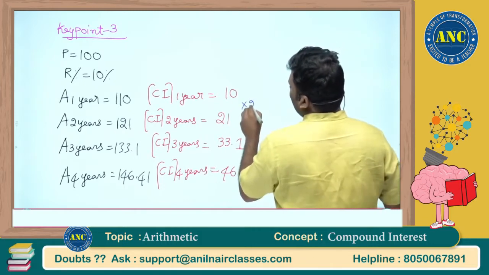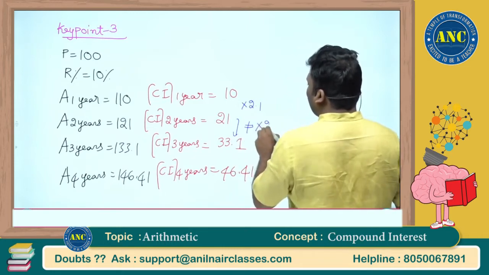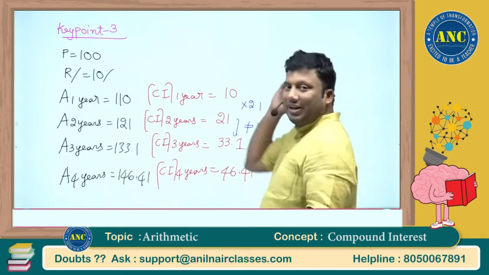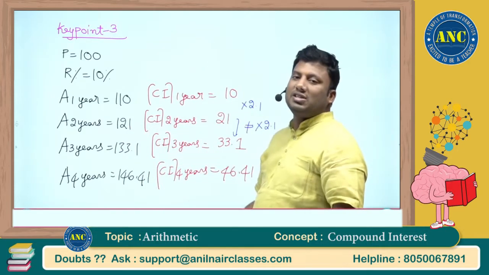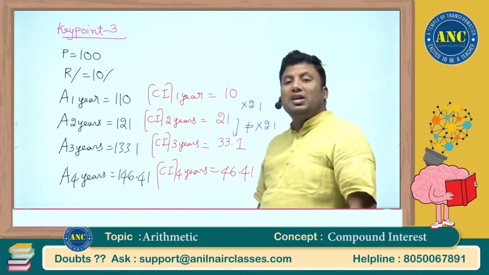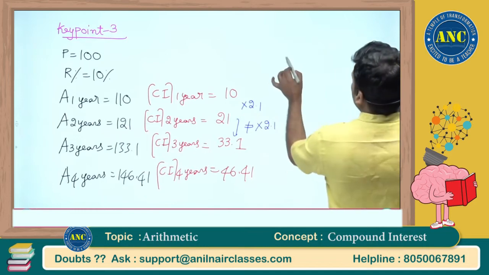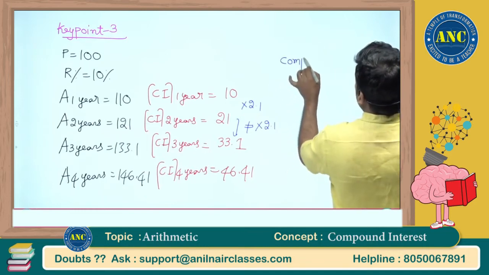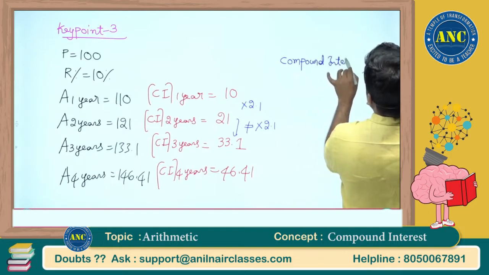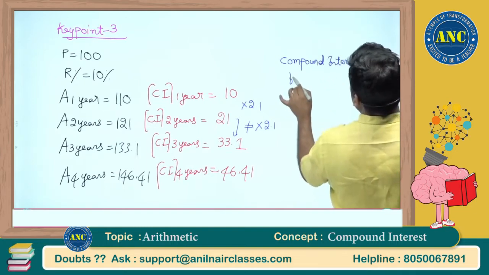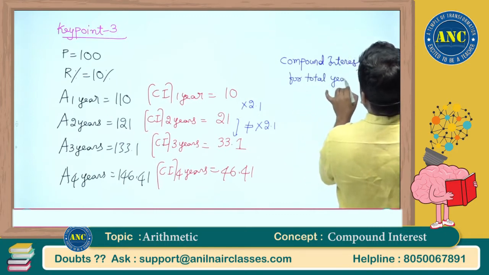It is into 2.1. But is it into 2.1? It is not equivalent to into 2.1. 21 whole square is 441. So 21 into 2.1 is 44.1. But what is the value which I got? 33.1 I got. That means compound interest for total years is not in geometric progression.